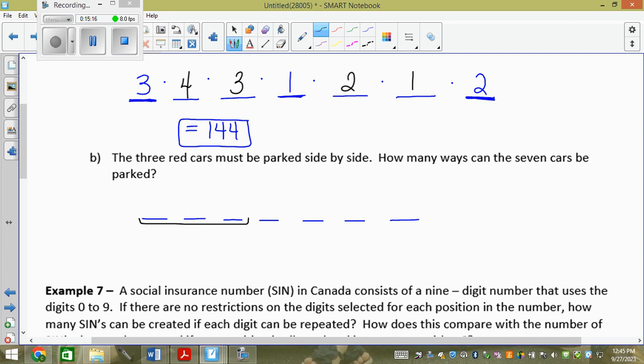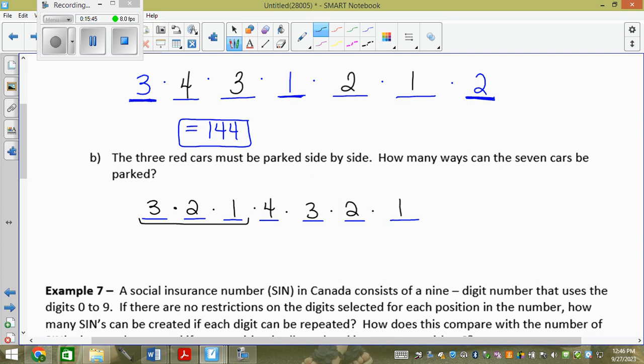How many options would I have for this first blank? 3. Then I park a car. So how many do I have next for this blank? Then I park a car, then? Okay. How many cars do I have left? 4. Park a car. 3. Park a car. 2. Park a car. 1. That would be the answer if they all had to be together on the left. Correct? Did it say all together on the left?